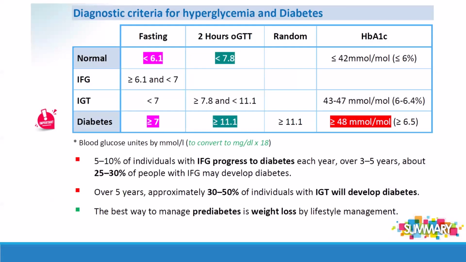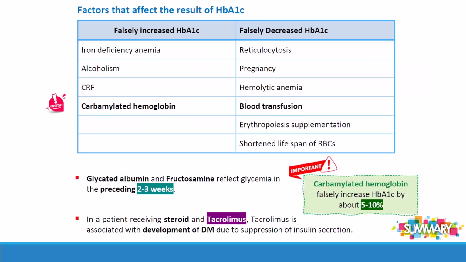So don't forget that 5 to 10% of individuals with impaired fasting will progress to diabetes mellitus over the next 3 to 5 years. Actually, I would like to revise these numbers. The best way to manage prediabetes is weight loss by lifestyle management.